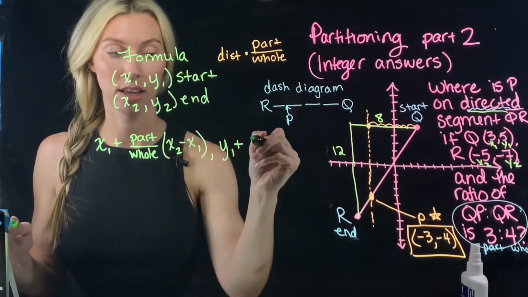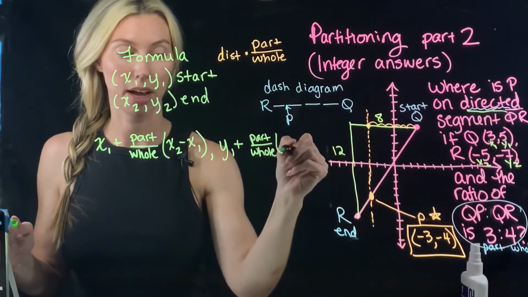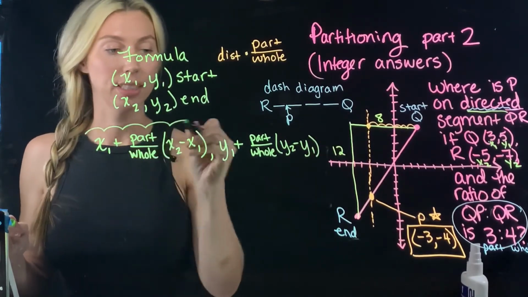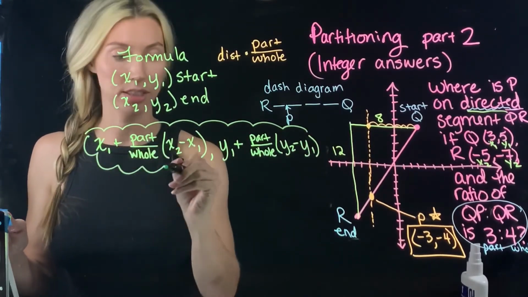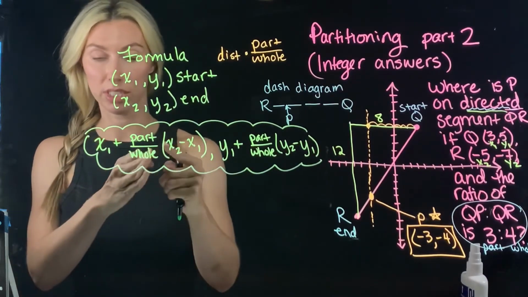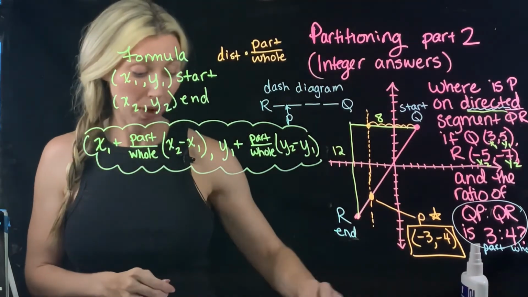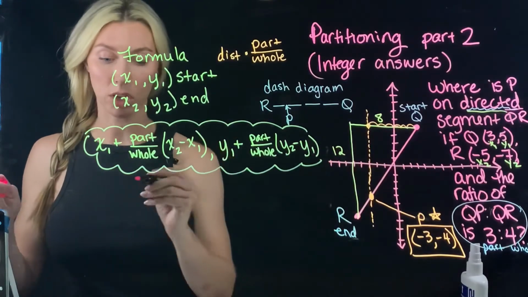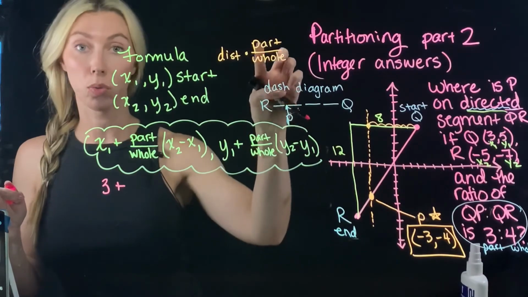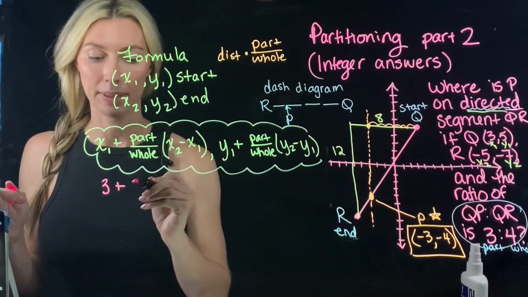y1 plus the part to whole ratio multiplied by y2 minus y1. And make sure you follow the order of operations. So in the order of operations, you're going to have to multiply the fraction with this number first, and then add that answer to your first term. So if I were to work all that out, given the information we started with, x1 is 3. My part to whole ratio, you're still going to have to do your dash diagram so you can get your part to whole ratio. That's 3 over 4.